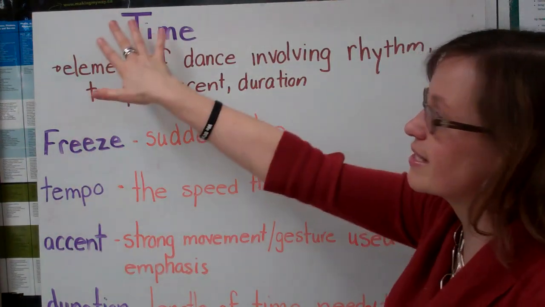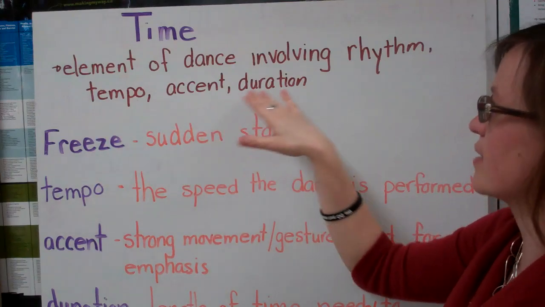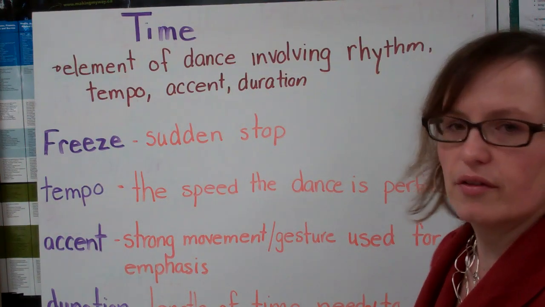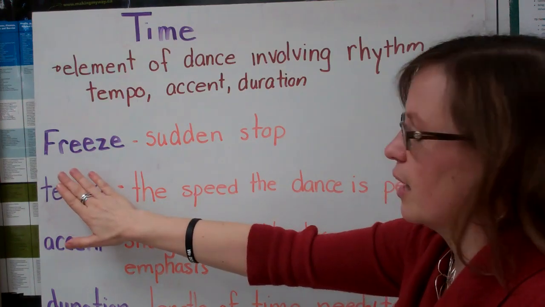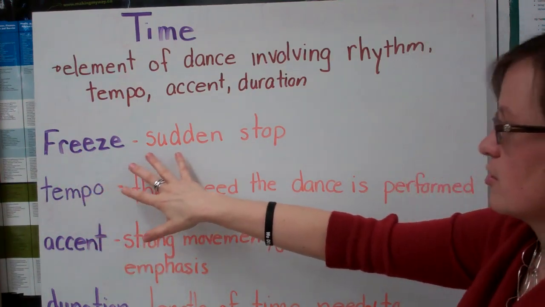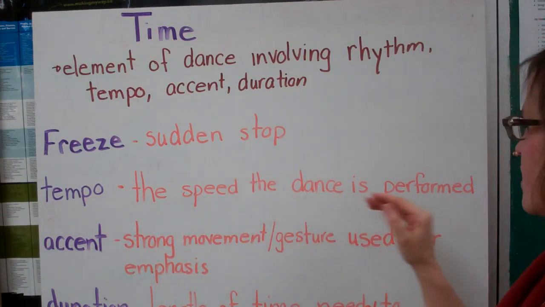The next element is time. The element of dance involving rhythm, tempo, accent, and duration. This is sort of the beat of dance, the movement, the timing to it. One of the elements would be freeze, so a sudden stop in movement. Then tempo, the speed the dance is performed.